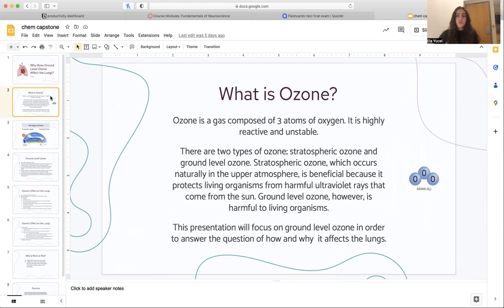There are two types of ozone. One is stratospheric ozone, and the other is ground level ozone. Stratospheric ozone occurs naturally in the upper atmosphere, and it is the so-called good ozone because it is beneficial. It protects living organisms from harmful ultraviolet rays that come from the sun. This is what people talk about when they're talking about holes in the ozone layer. They're talking about the stratospheric ozone, not the ground level ozone.